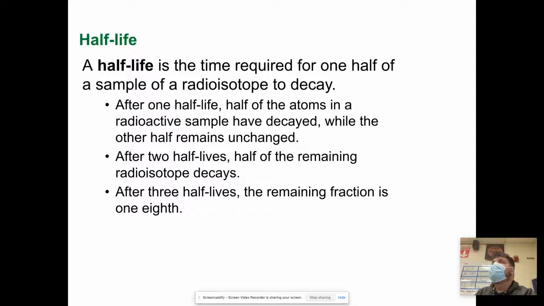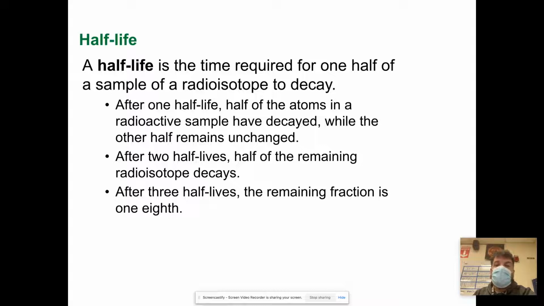And if you go all the way back to one of our first, remember when we built atoms on that virtual lab? How the number of neutrons and protons and electrons can make the atom unstable? Well, the atom wants to be stable. So what it does is over time, it just emits the extra stuff that it doesn't need. And we call that nuclear decay. So the half-life is the time required for 1/2 of a sample of a radioisotope to decay. After one half-life, half of the atoms in the radioactive sample have decayed, while the other half remains unchanged.